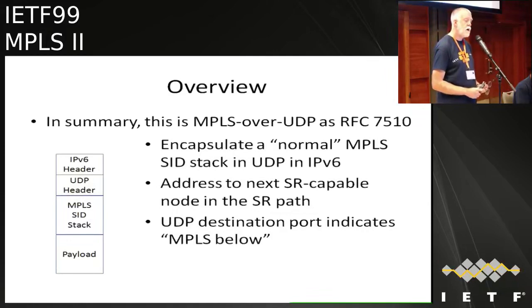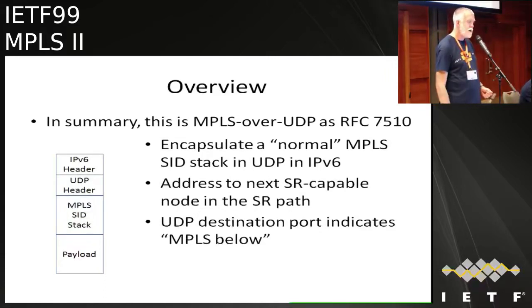Encapsulate an MPLS SID stack in UDP in IPv6, addressed to the next SR capable node along the way, which in the tunnel is just the end of the tunnel, or it may be sort of hop by hop, and use the UDP destination port to say there's MPLS below. There is already a port allocated, UDP destination port already allocated for the payload is MPLS. That's what 7510 does.